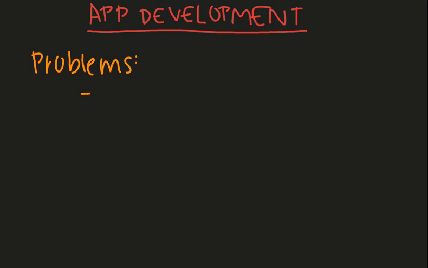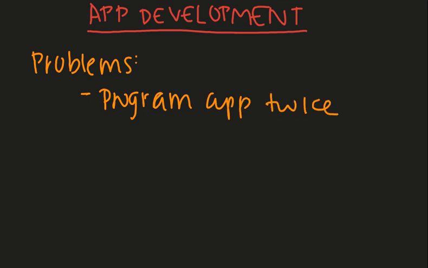So first, you're going to have to program your app twice. And the thing is that these languages aren't super related, so you can't copy paste a lot of code. It is completely different. So you're basically remaking your app from scratch twice. And in this process, you might lose motivation, it might be irritating, and you might face a lot of challenges.